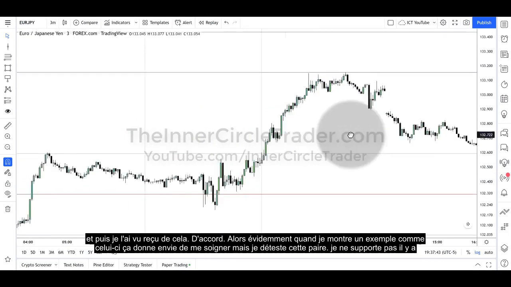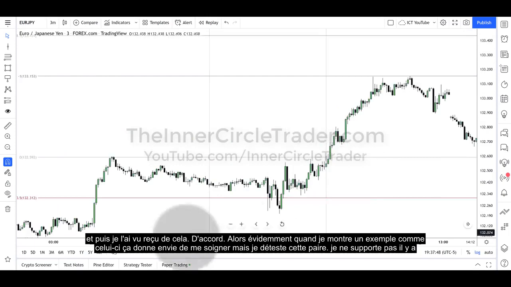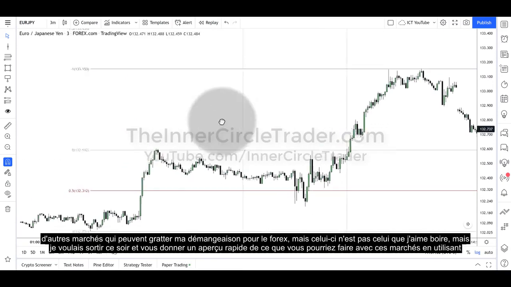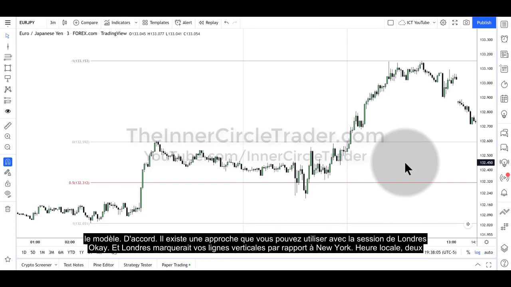Okay. So obviously when I show an example like this, it makes me want to trade the yen. But I hate this pair. I can't stand it. There are other markets that can scratch my itch for Forex, but this one is not one I like to trade. But I wanted to come out tonight and give you a quick view of what you could do with these markets using the model.